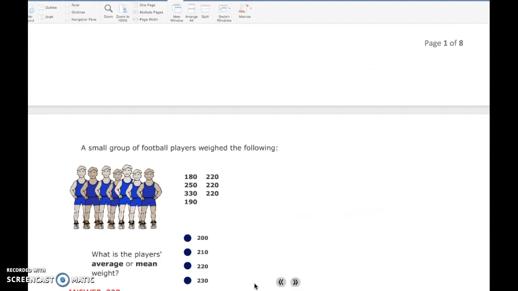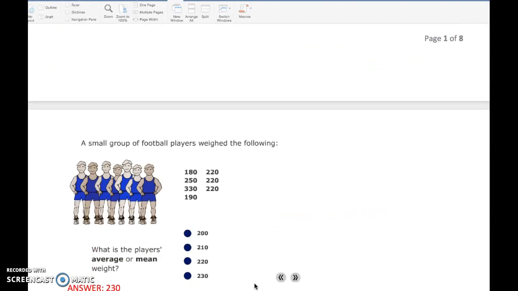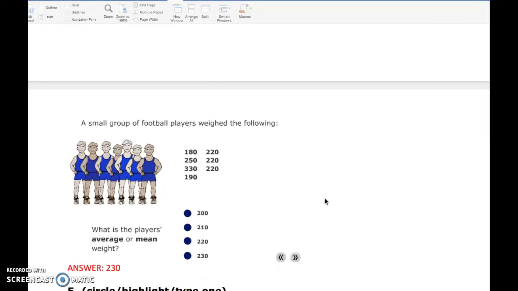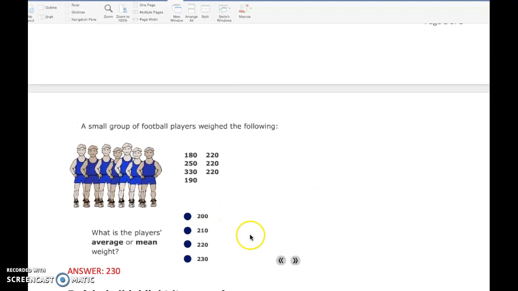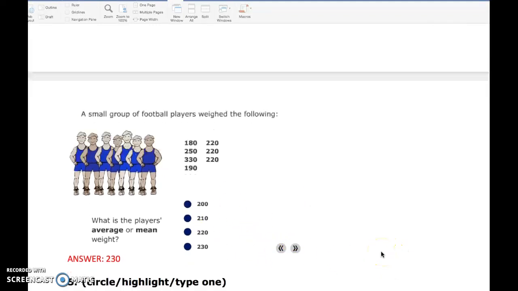Now some questions. A small group of football players weighed the following. I gave you some weights right here. What is the players' average or mean weight? 230. Okay, you should be able to calculate an average or a mean. Take all the numbers, divide by the total number of numbers, and you got the average or mean. I think we all know how to do means. It's okay, you can be honest if you had to break out your calculator. That's fine, I would have done it too.